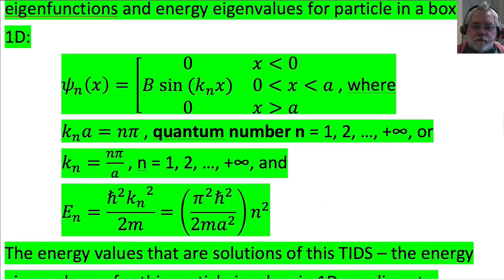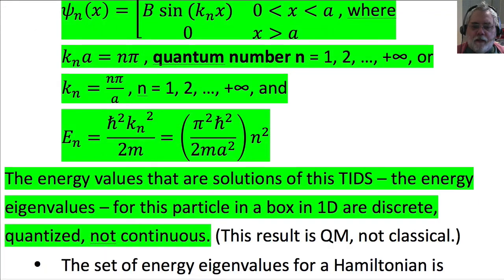The energy values that are solutions of this time-independent Schrodinger equation, the energy eigenvalues for this particle in a box in one dimension, are discrete. They're quantized. They are not continuous. Therefore, this result is quantum mechanical, not classical. In classical mechanics, you could put a particle in any box and it could have any energy inside the box. Not here. Here, the box forces the energies to be discrete and quantized.